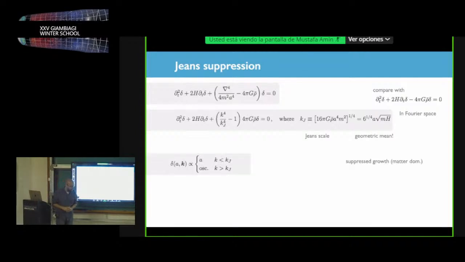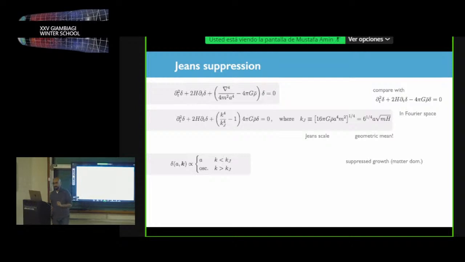So that is what I am stating here. If k is less than k_J, you get the usual growth. This is in matter domination at the moment. We can do this in radiation domination as well. And otherwise you have an oscillatory solution with other time dependence as well in here.